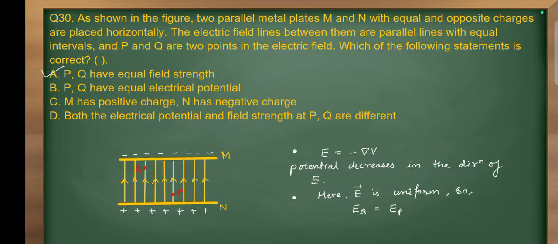So this option, that is option C, is incorrect. Here M has positive charge and N has negative charge. And we know that E is equal to negative of gradient of potential. That means the potential decreases in the direction of electric field, and here the electric field is uniform, so the magnitude of electric field at point Q will be equal to the electric field at point P.